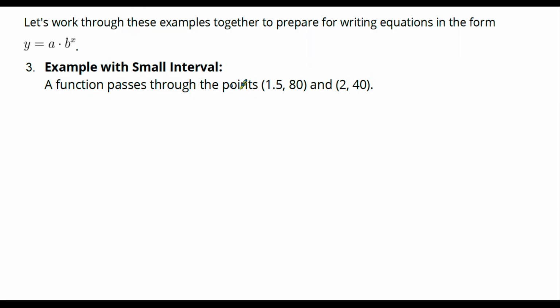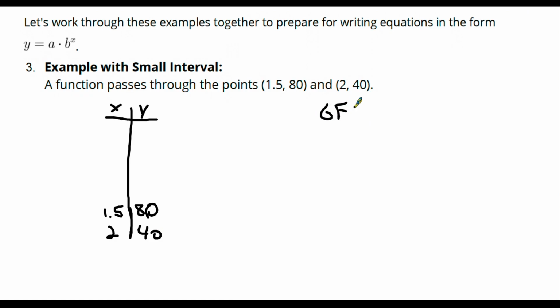On the third example, we're just given two points here. So again, let me put these into a table. I've got the point 1.5, 80 and 2, 40. If I want to figure out my growth factor first between these 2 points, I'm just going to take a value and divide by the previous value. So 40 divided by 80, I'll label this as growth factor, just gets me 1/2 or 0.5.